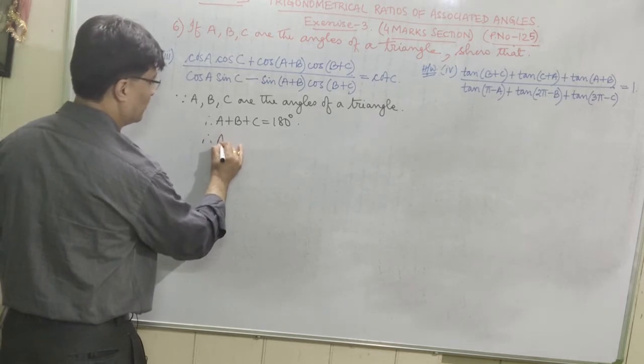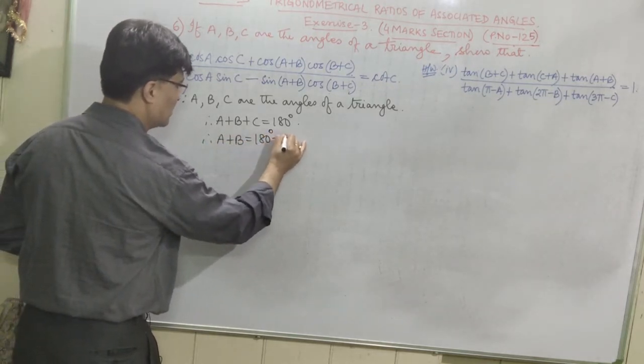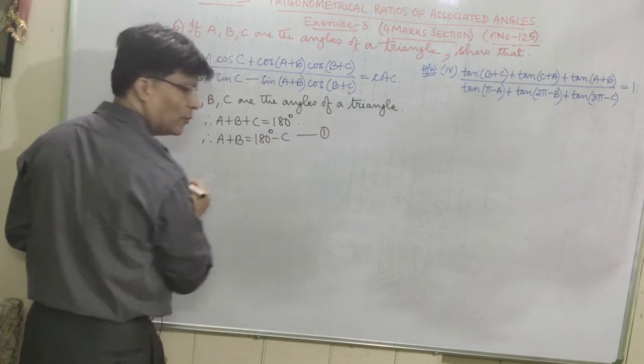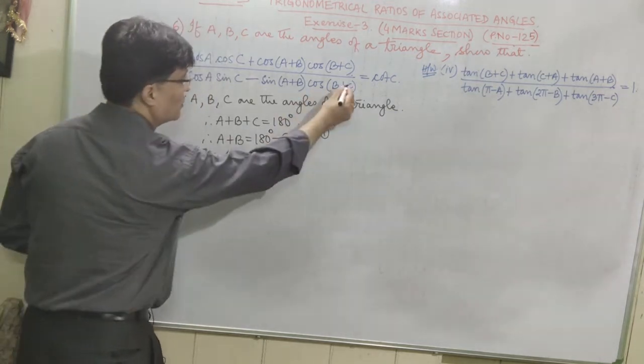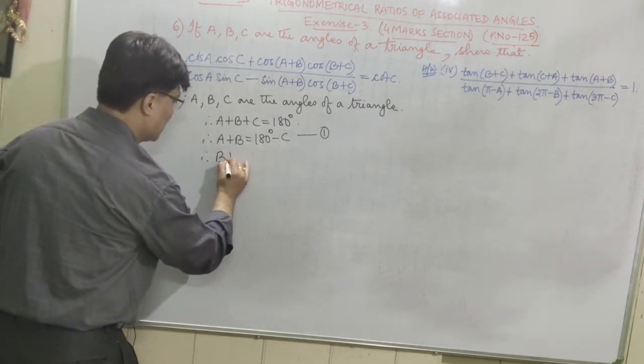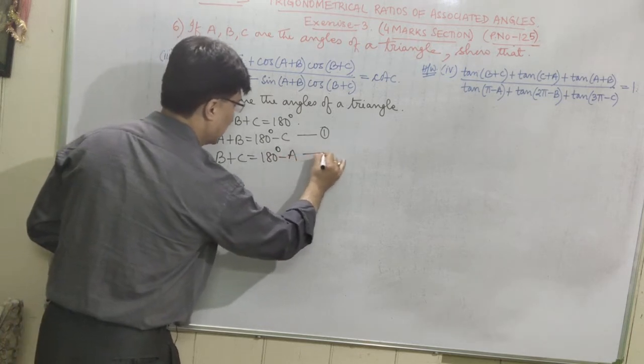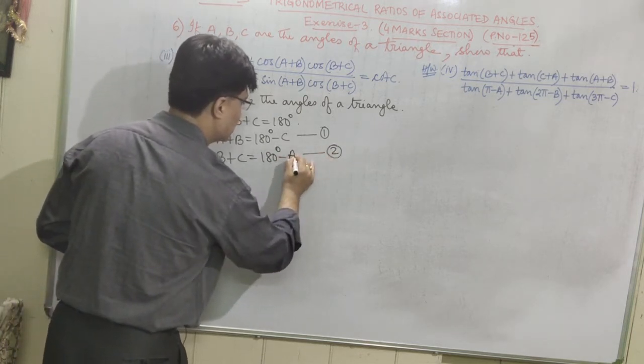So therefore, what is A plus B here? It is 180 degrees minus C. That is your number 1. And next, you have to get the value for B plus C, right? So it is B plus C is equal to 180 degrees minus A. So this is number 2.